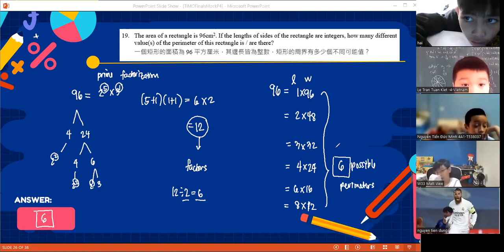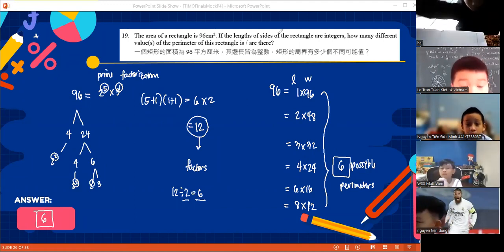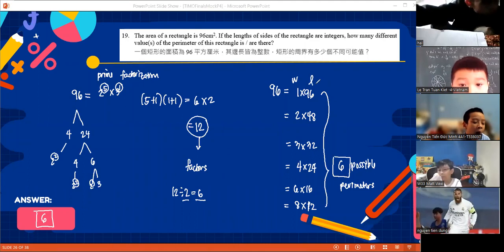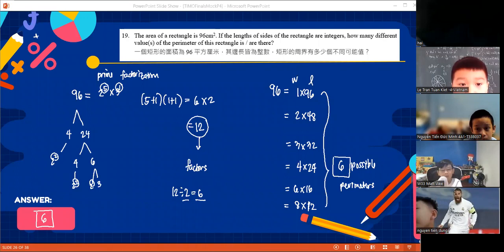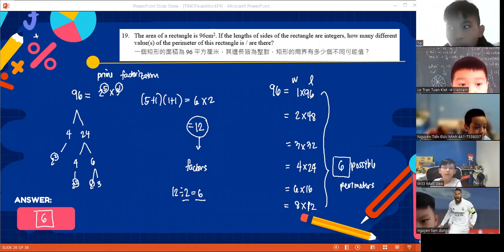Isn't the higher number the length and the lower number the width? You can just interchange the two values. If you don't want this one to be length and width, then you can have it as width times length. I get it na po.